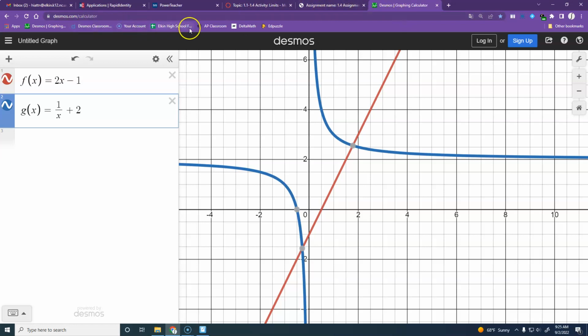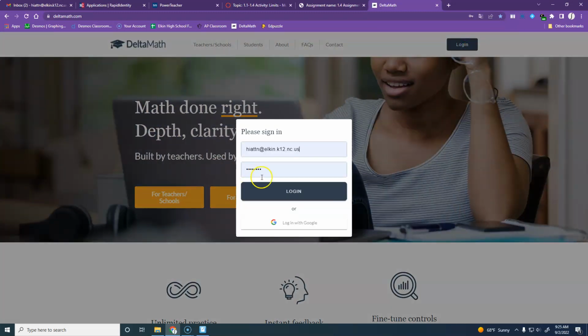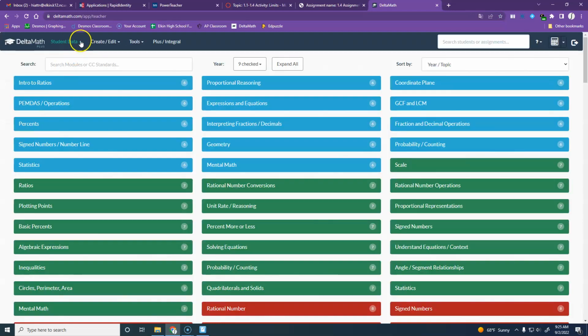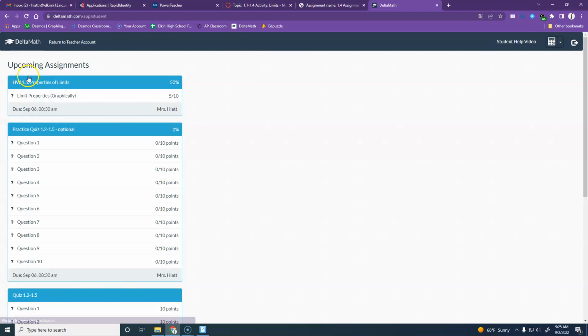Then your homework assignment for tonight is from Delta Math. Let me change it so it lets me see it like you will see it here. And it will be this limit properties graphically. It's going to have problems like those last ones we were doing. Some of them might be f of g of x. Others could be f of x plus g of x, f of x minus g of x, something like that.